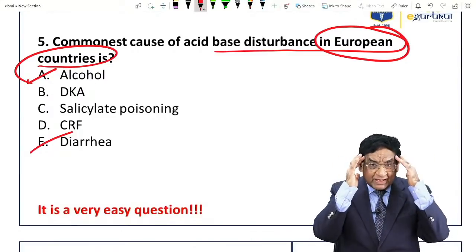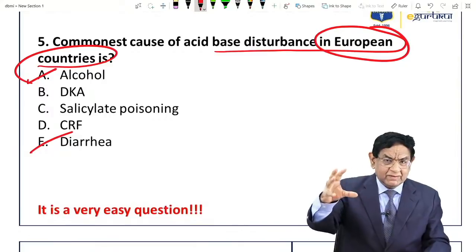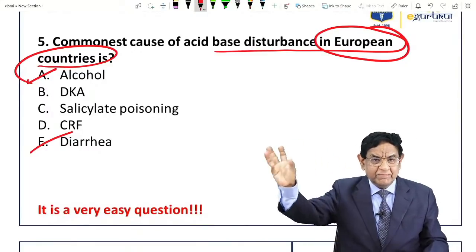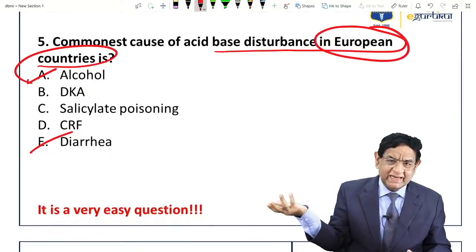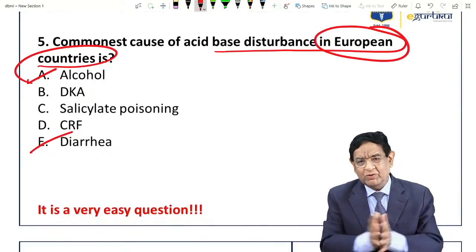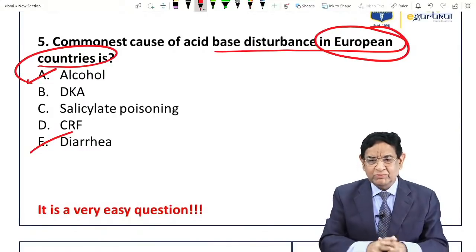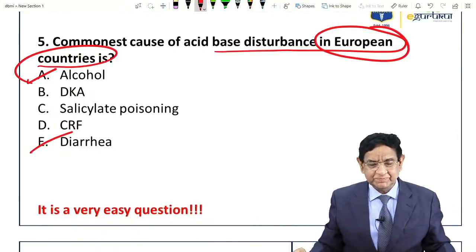But what we think, the moment you get a European person, a white-skinned person comes to our mind, and he must be taking liquor, and we go for alcohol as the answer. And I told you alcohol is the most common wrong answer, ruled out.